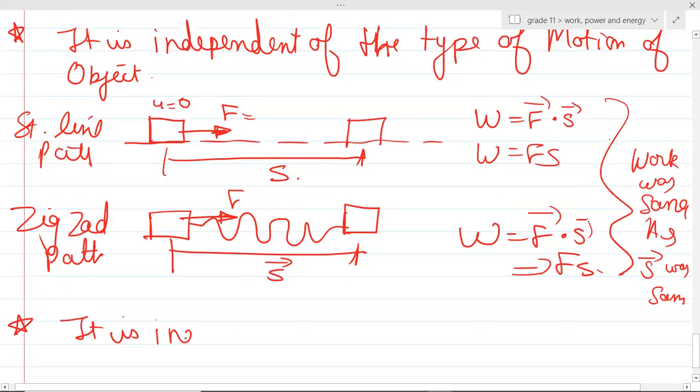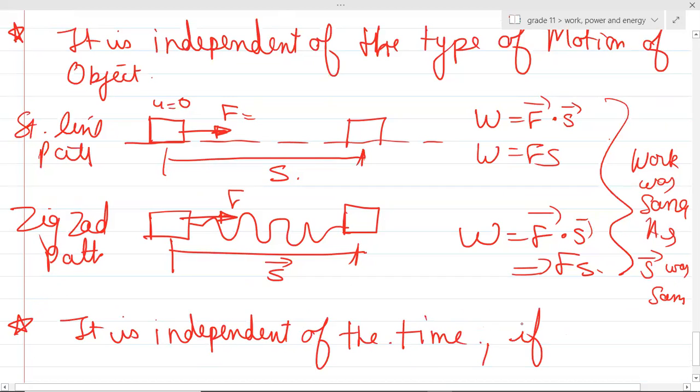It is independent of the time. If the displacement is the same, then the work will be the same.